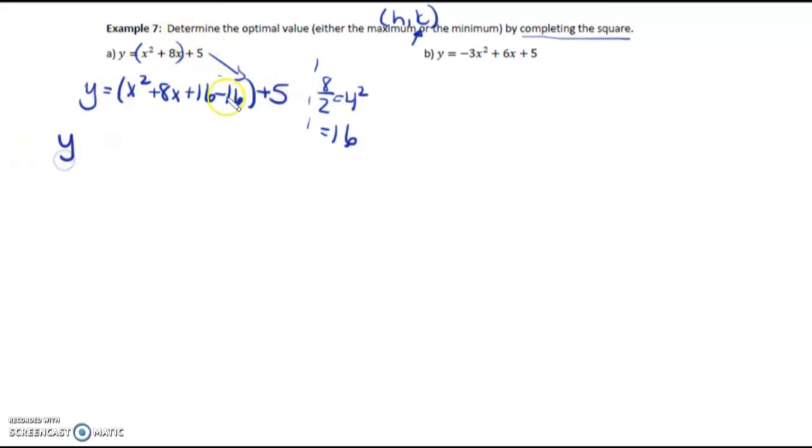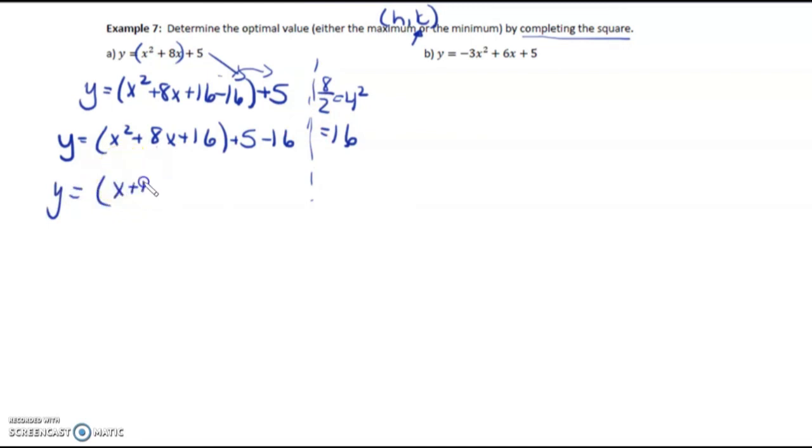Now, when we take this negative 16 out of the bracket, we don't have to do anything because we didn't factor out a term initially. So what we're going to have is plus 5 minus 16. Okay, let's go ahead and factor this bracket. I get x plus 4 squared. And then what's 5 minus 16? I get negative 11. Okay, so this is going to open up because the leading coefficient here is 1, which is positive. So we have a min of negative 11.